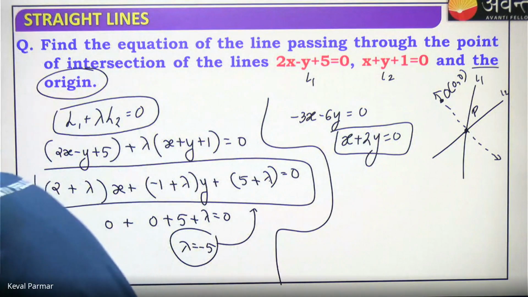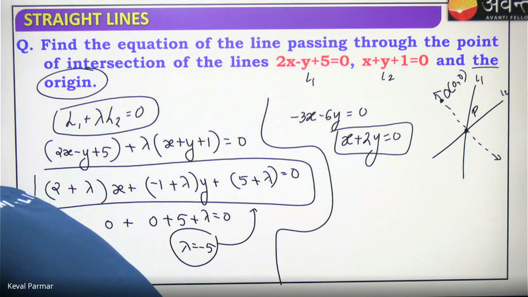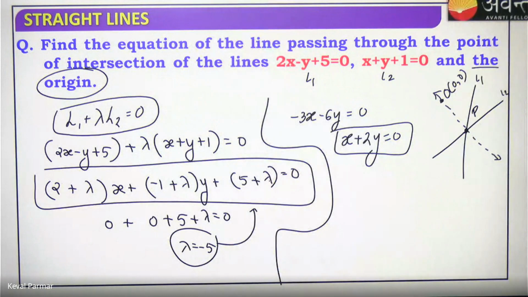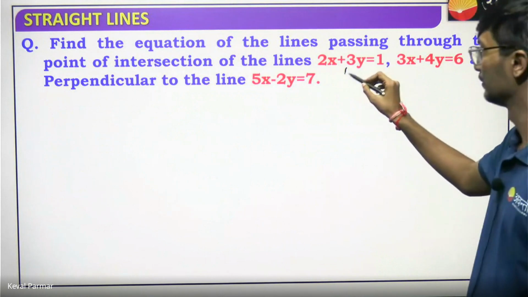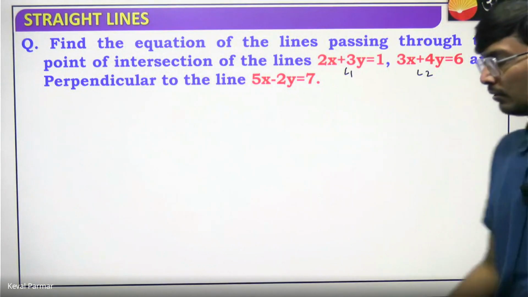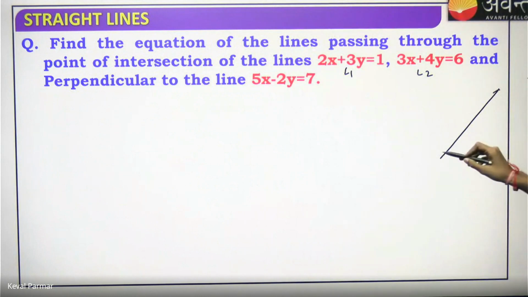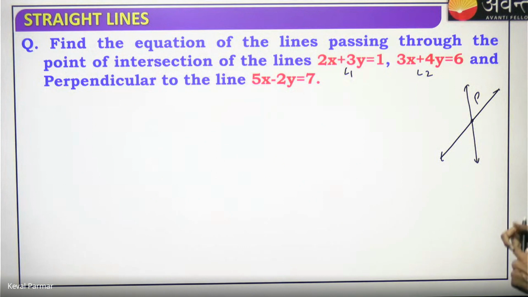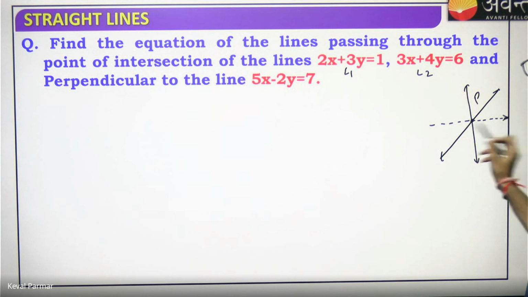All clear? Divyanush? Okay, fine. Yeah, no problem. Come on, let's see the next question. So I want you all to try the next question. Let's say this is L1, the same question it is. This is L2. This is L1, this is L2, and this is point P. Correct? I have to find a third line which passes through point P.